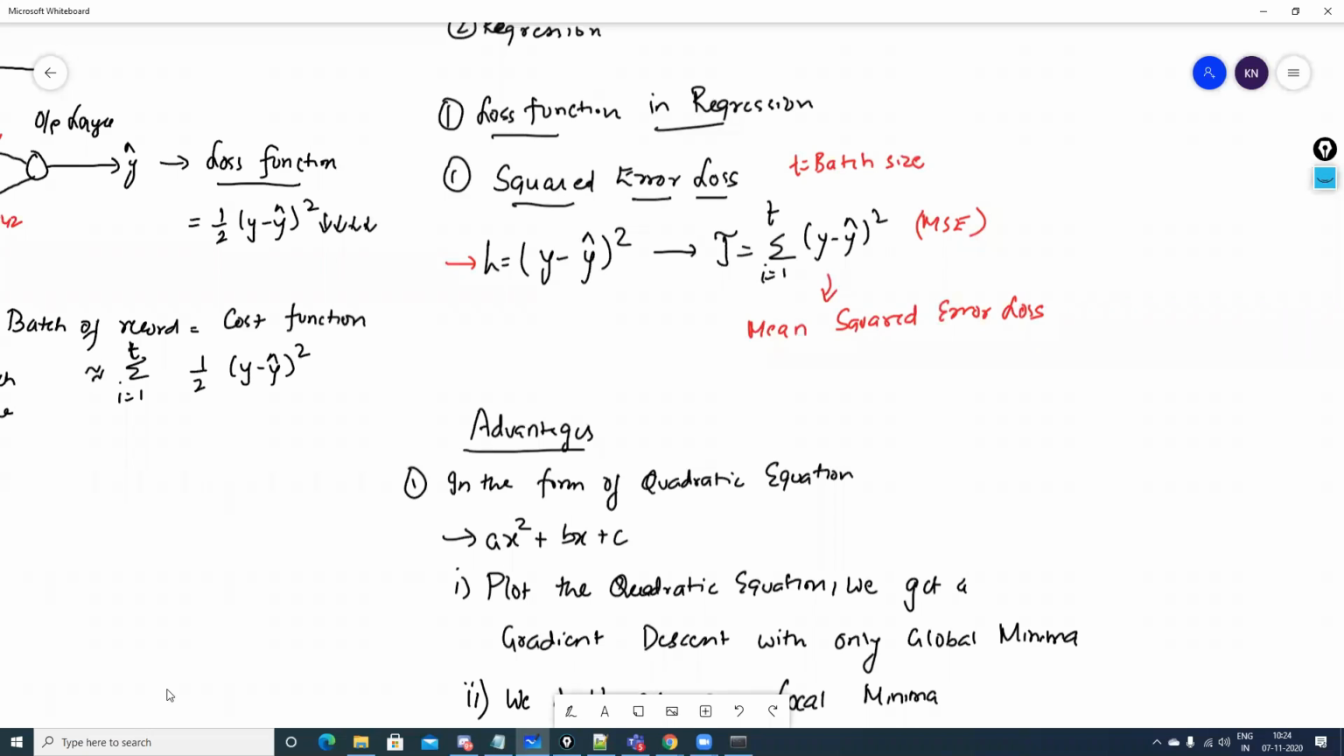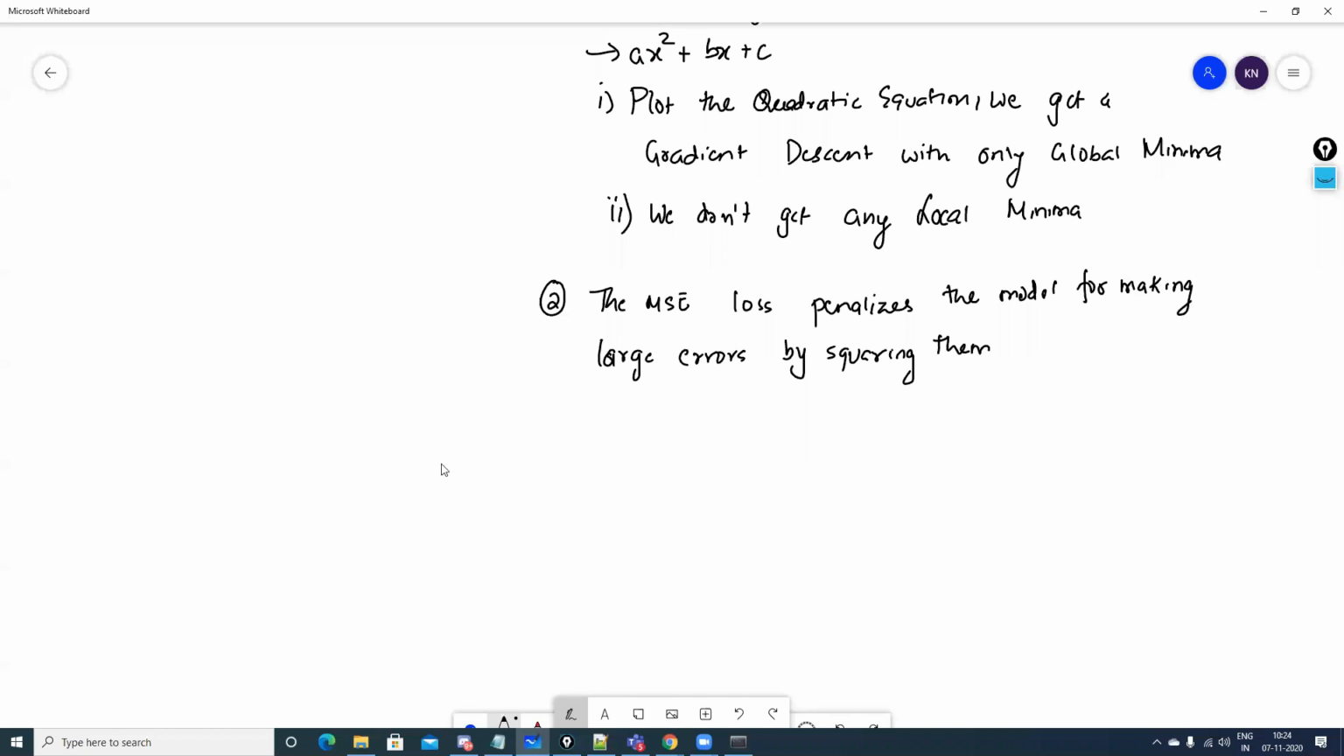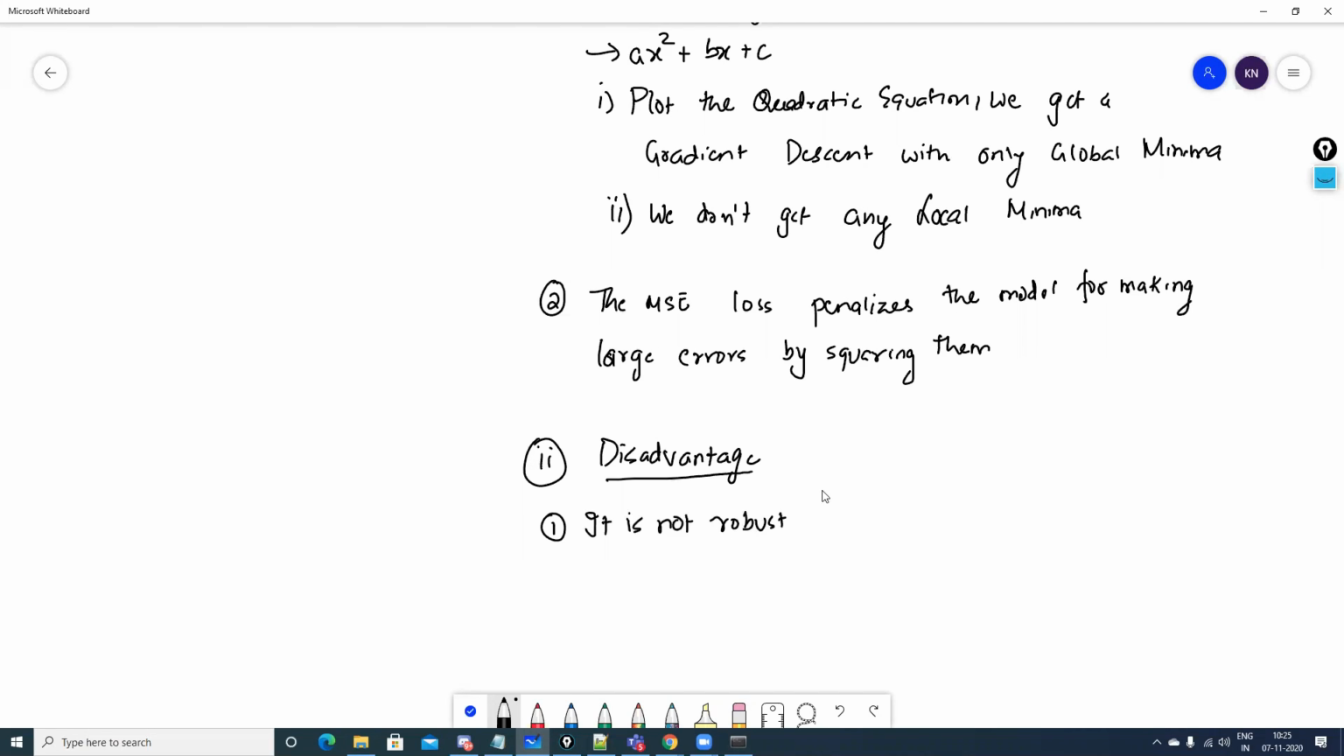Now coming to the disadvantage, let's discuss it. What is the disadvantage of this kind of MSE loss function? My second topic is the disadvantage. Now, what is this disadvantage? The first and the only disadvantage is that it is not robust to outliers.